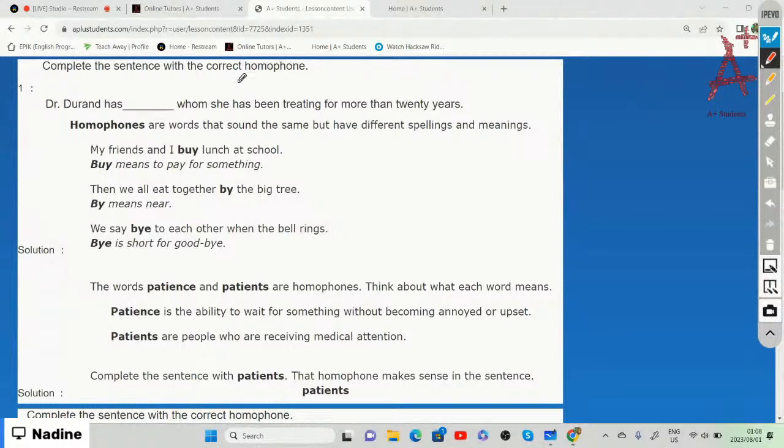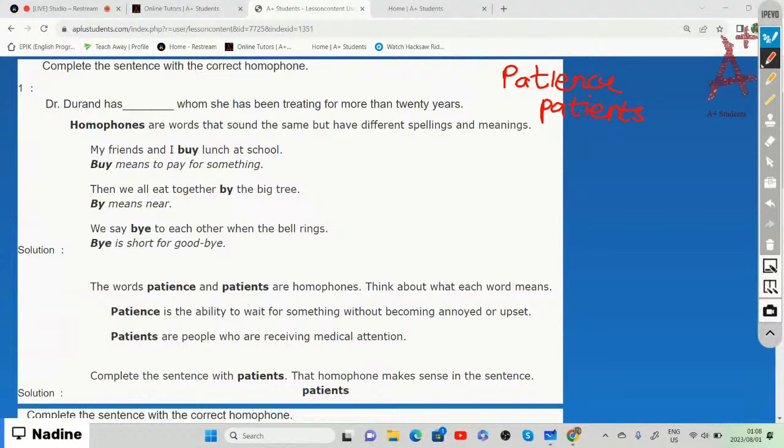Dr. Duran has what whom she has been treating for more than 20 years. So a doctor, right? Doctors have patients, right? But with patients, we have two different words that are spelled differently. We have patience and patients. So that's almost like patents, right?